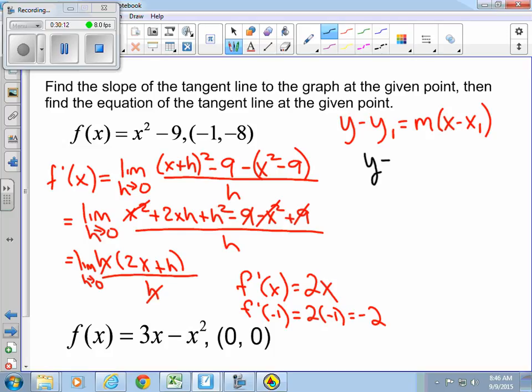Do I have a y value for a point? What is it? -8. Do I have a slope? Do I have an x value? So that is the equation of the tangent line to that graph at -1, -8. So I have to actually graph the tangent line. We'll spend more time on tangent lines later.